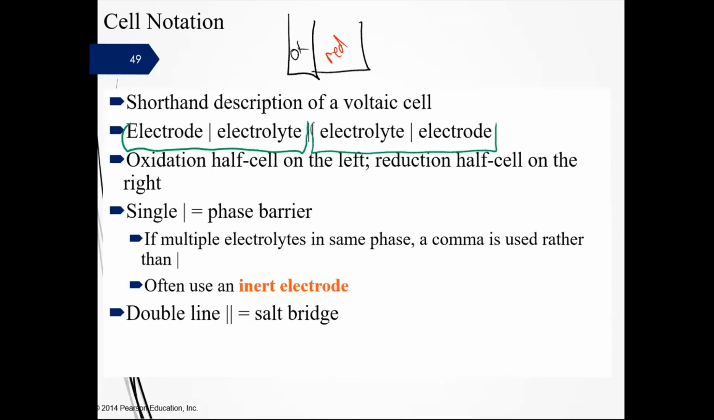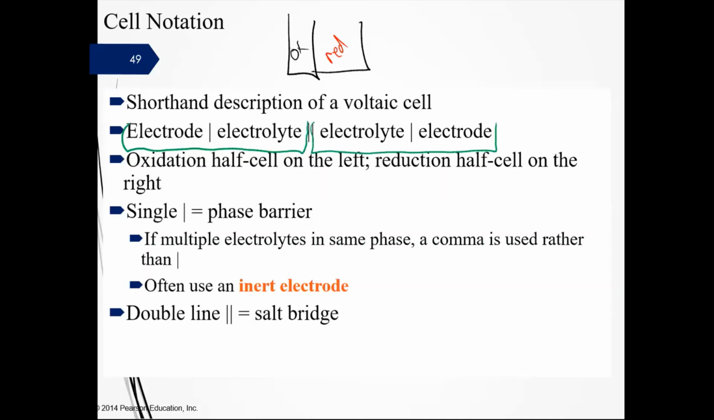So the single line is kind of saying it's a phase barrier. So it's going from a solid to a liquid. So that's why our electrodes and electrolyte are different. The double bar means that there's a salt bridge. So that means that they're connected, but they're connected in that there's the ability for ions to transfer, but they're not in the same system all mixed together.